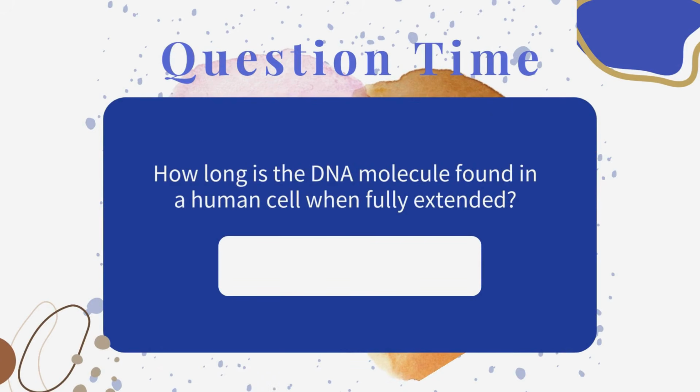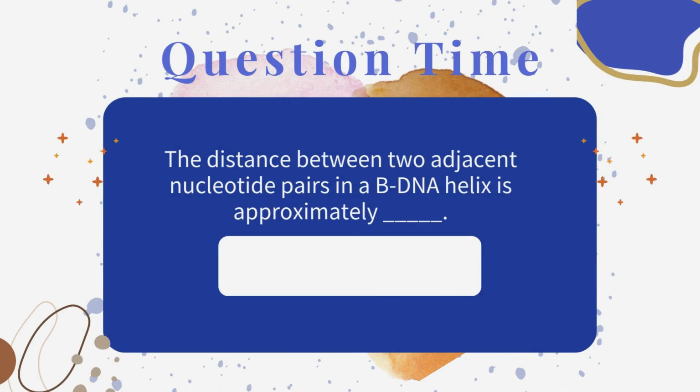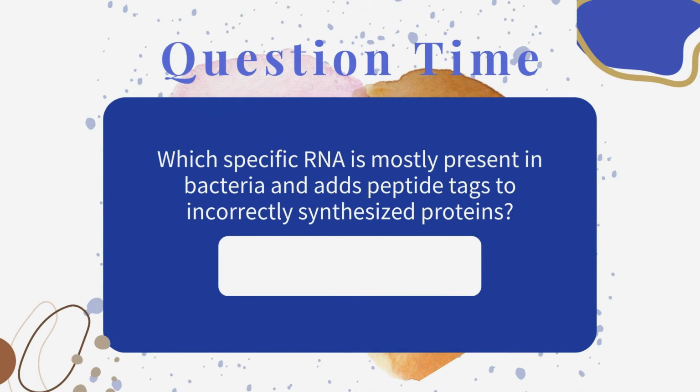How long is the DNA molecule found in a human cell when fully extended? Approximately 2 meters. The distance between two adjacent nucleotide pairs in a B-DNA helix is approximately 3.4 angstrom or 0.34 nanometer. Which specific RNA is mostly present in bacteria and adds peptide tags to incorrectly synthesized proteins? Transfer messenger RNA.